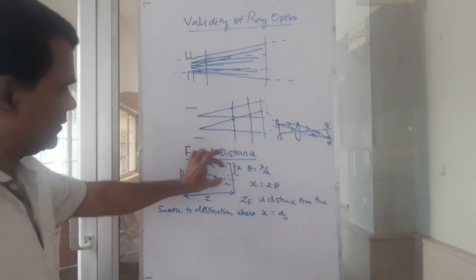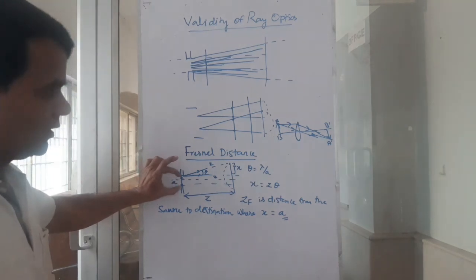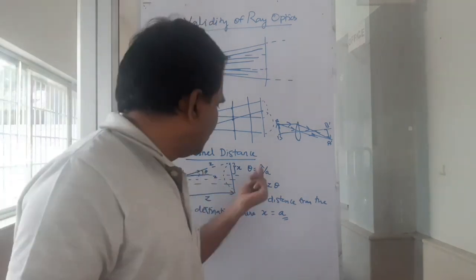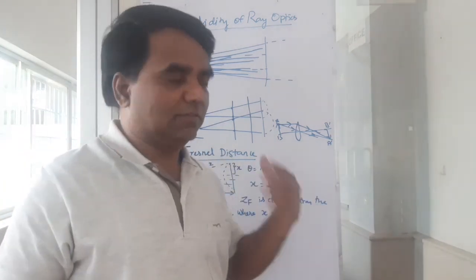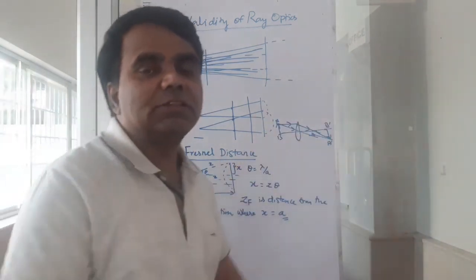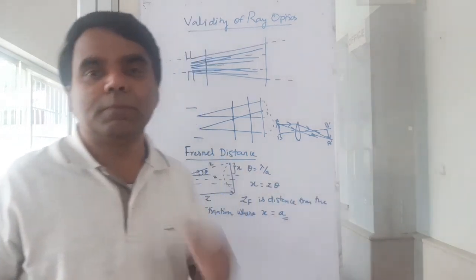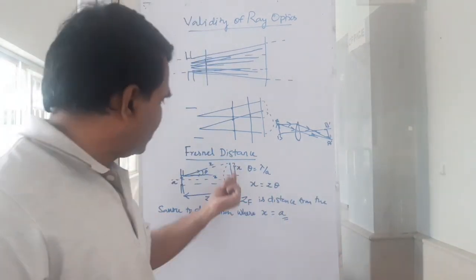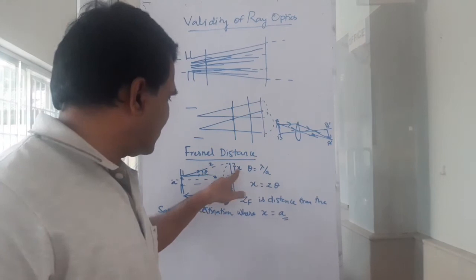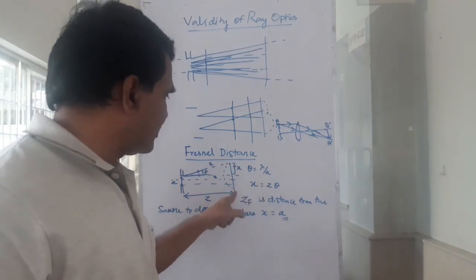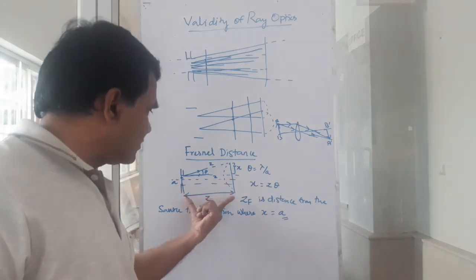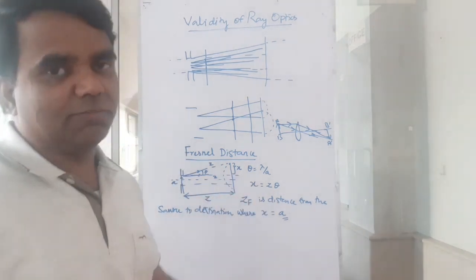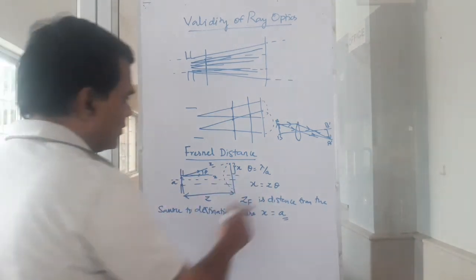If this width is equal to the slit width, then beyond this distance, the diffraction effects will dominate. Once X has become A, you cannot use ray optics beyond this distance. You will be in trouble. But within this distance, you can use ray optics. Okay? So, what do you get now?